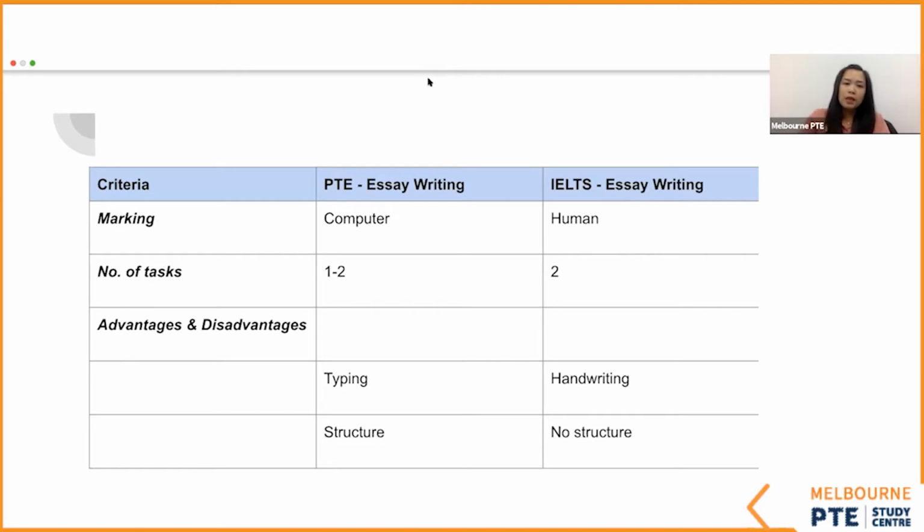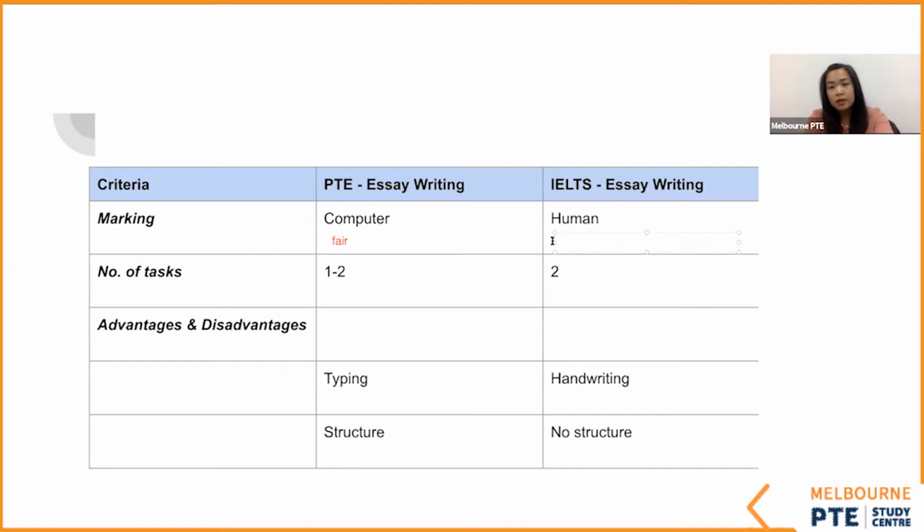So what does it mean? It means that it's fair, okay? And for human, remember, when you do your IELTS exam, sometimes you see that your score is a bit higher, sometimes a bit lower, especially in writing or in speaking, because the person who marks you is quite different, right? So sometimes they understand your accent, sometimes they don't. So if they don't understand your accent, your speaking will be low.